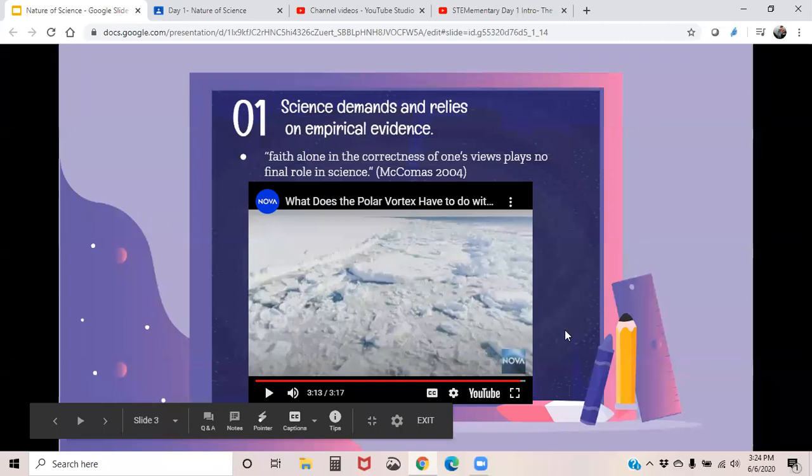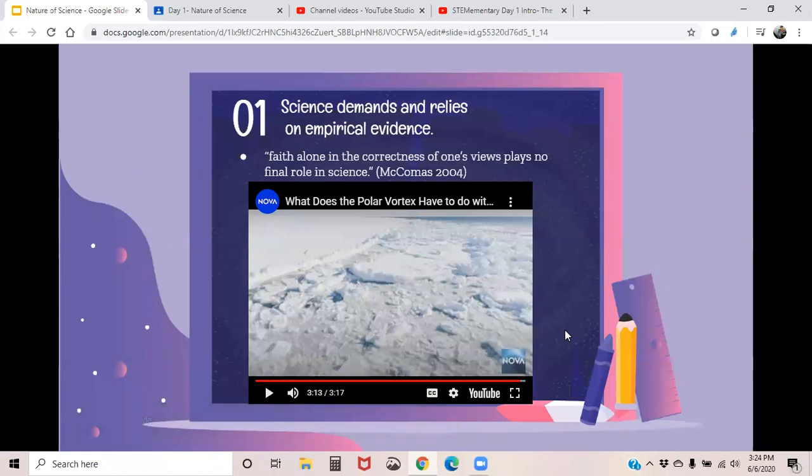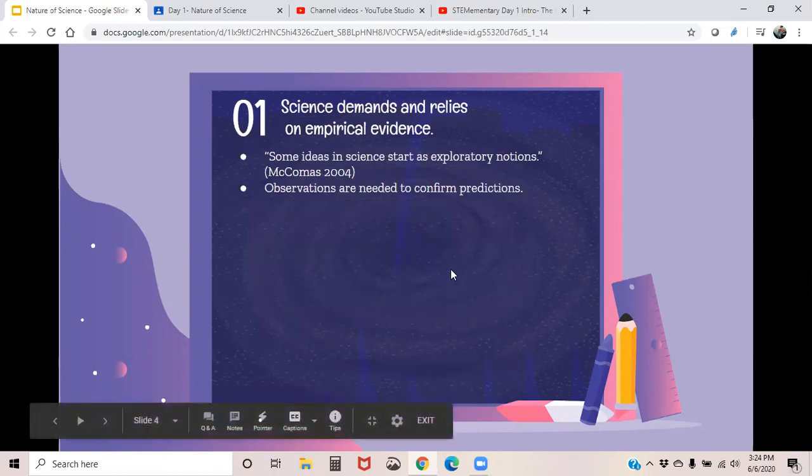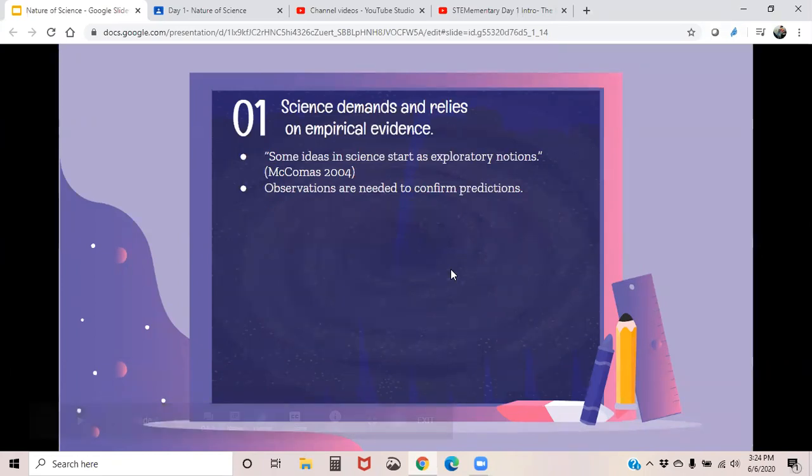Okay, so you saw at the end of that video how they had the actual scientists talking about this hypothesis and how they need more evidence to actually build this theory into something that's acceptable. And so in referring back to the article by McComas, some ideas in science just start as exploratory notions. And so we need observations to confirm our predictions.